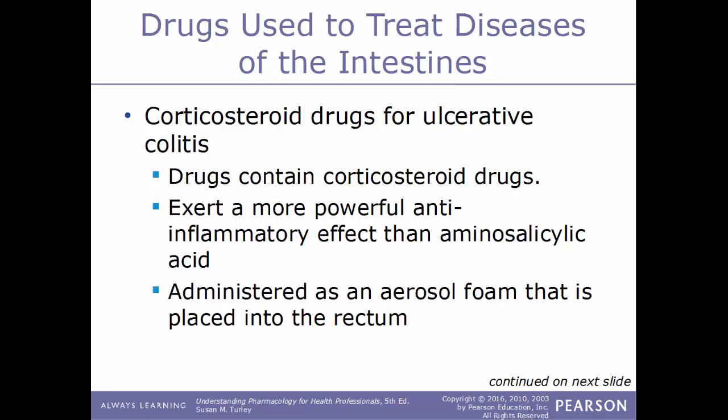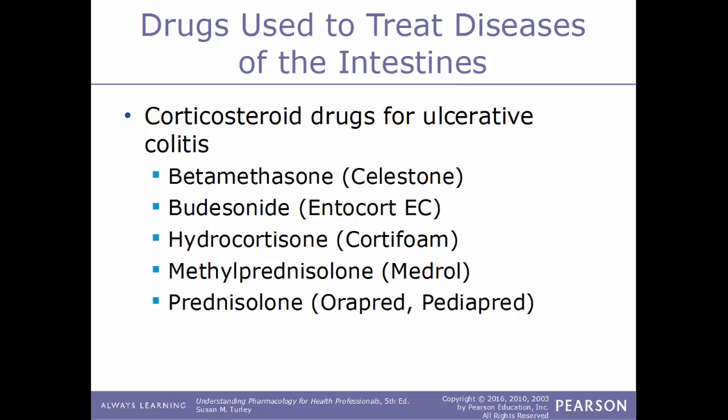Another kind of drug that could be used to treat ulcerative colitis: corticosteroids. Now, these have a more powerful anti-inflammatory effect than the aminosalicylic acids would, and these would be administered as an aerosol foam that is placed into the rectum. So examples of this type of drug: betamethasone, which is sold under the name Celestone; budesonide, which is sold as Entocort EC; hydrocortisone, which is sold under the name Cortifoam; methylprednisolone, which is sold under the name Medrol; and prednisolone, which is sold under the names Pediapred and Orapred.